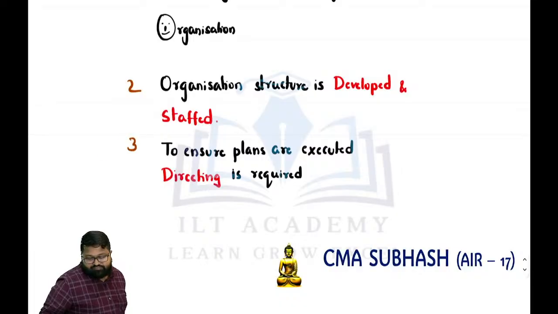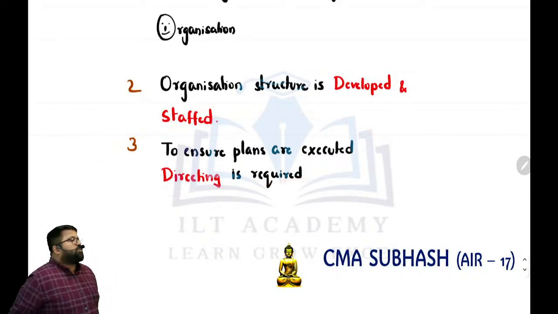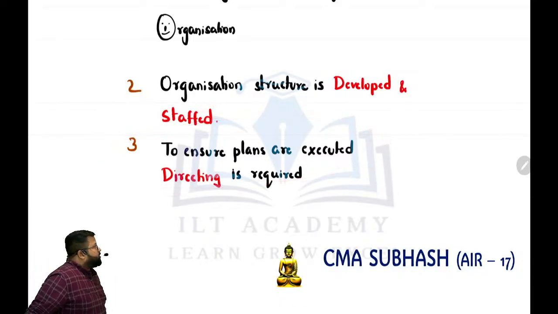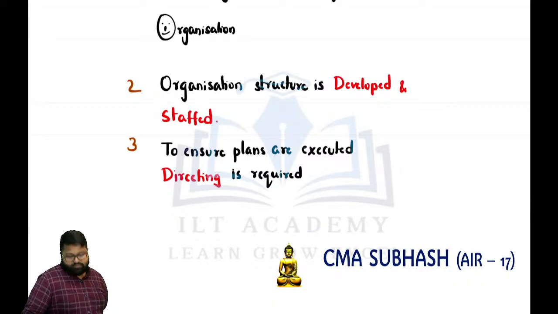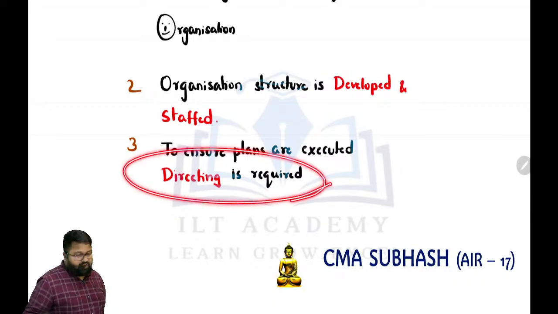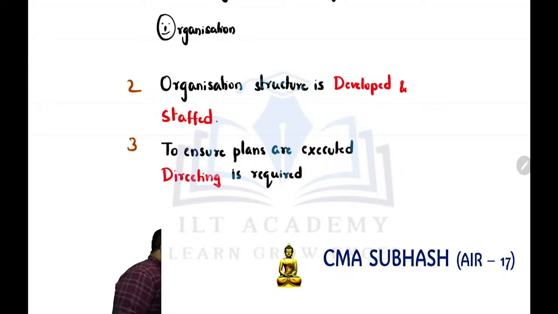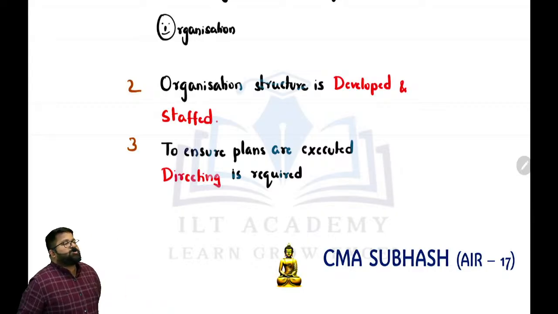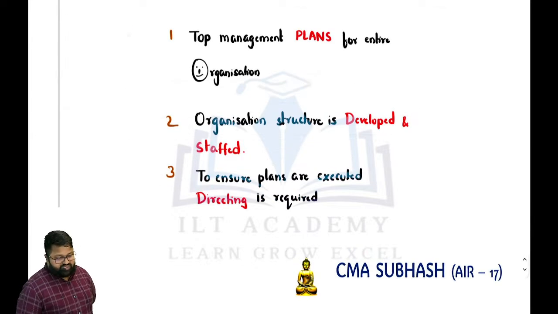And the last one. What is the third point there? To ensure plans are executed. That is what is required. Directing is required. Supervisors are required to ensure that they are reaching the plans or not. These 3 are required.